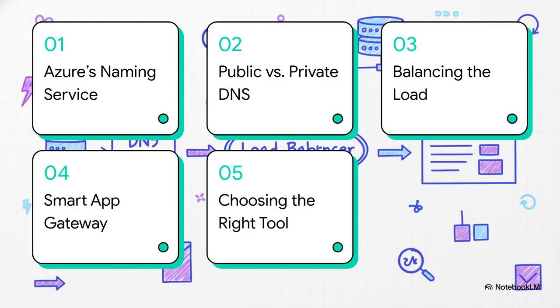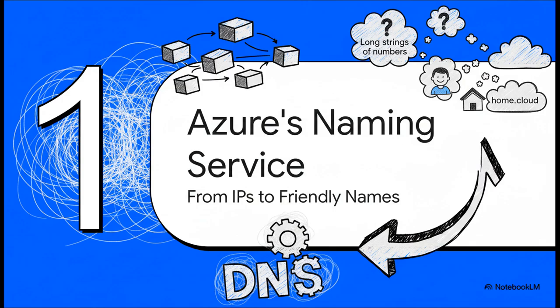First up, Azure DNS. Okay, first things first, we have to solve the naming problem. Because let's be real, nobody wants to remember a long string of numbers like an IP address. We're human. We need simple, friendly names. And that, my friends, is where the Domain Name System, or DNS, comes into play.